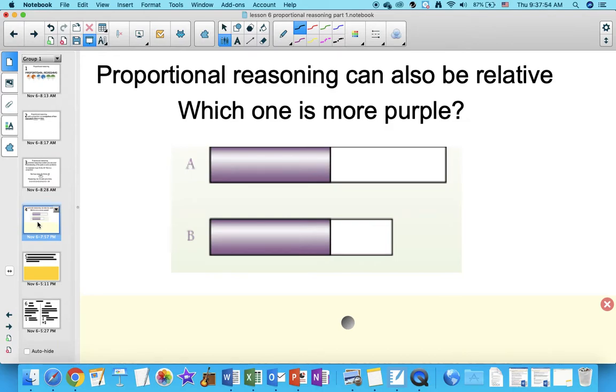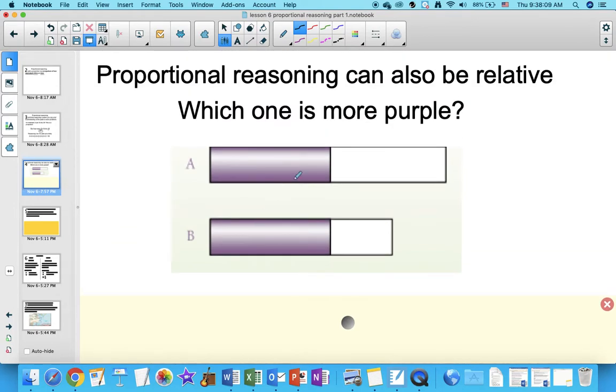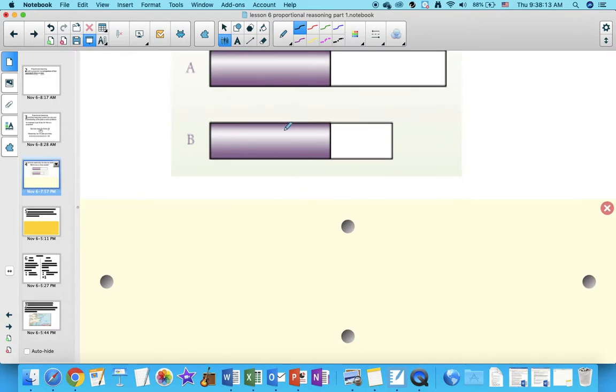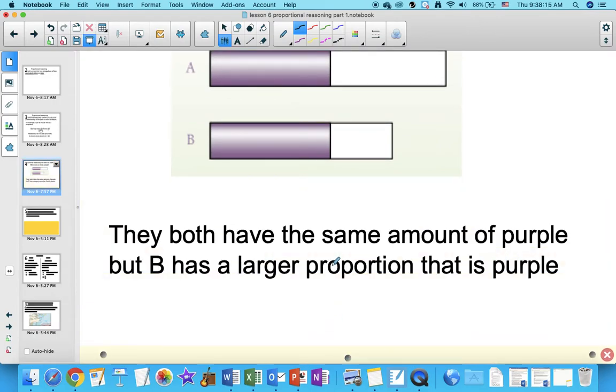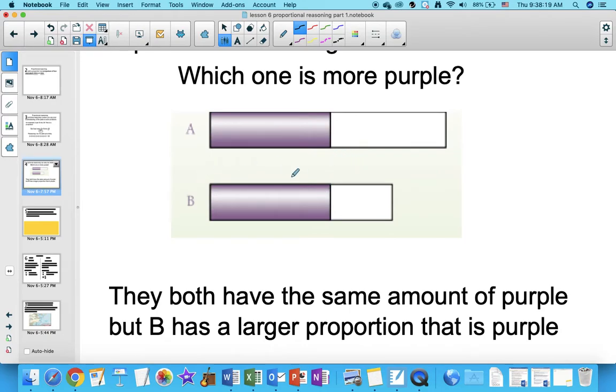So proportional reasoning can also be relative. It doesn't have to be hard numbers. So a question here would be, which one is more purple? And so you're looking at A and you're looking at B. Now, at first glance, you may say, well, they're the same. They're both the same amount of purple. But if you look at B, you know B is much, much smaller than A, right? So more of B is purple than the purple in A, right?